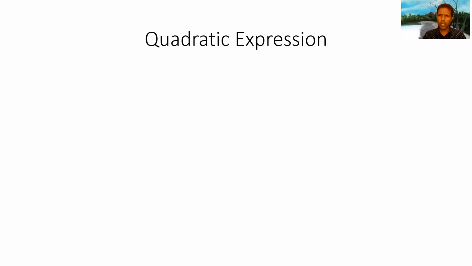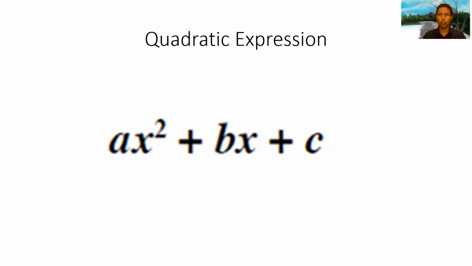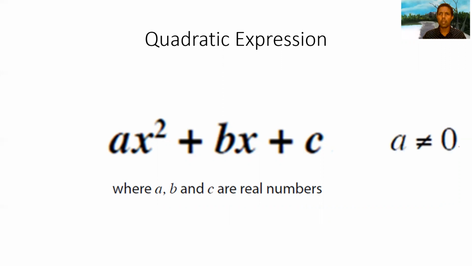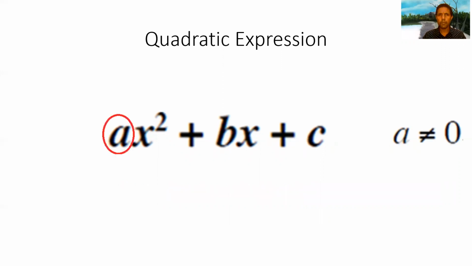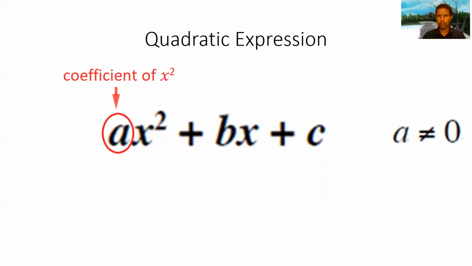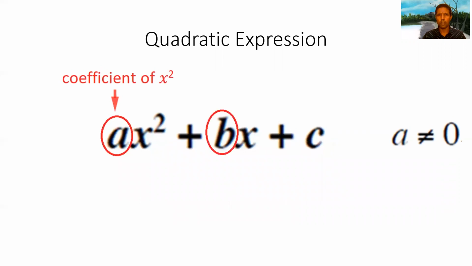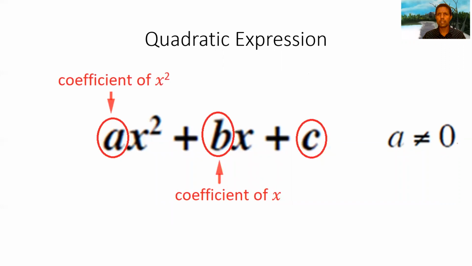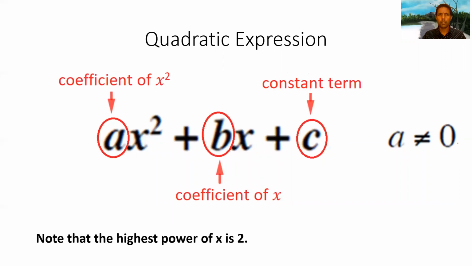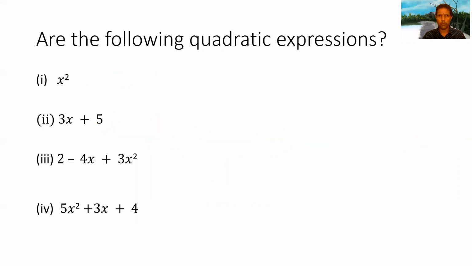What is a quadratic expression? It is an expression of the form ax squared plus bx plus c, where a, b, and c are real numbers, and a cannot be zero. a is the coefficient of x squared, b is the coefficient of x, and c is the constant term. Note that the highest power of x is 2.